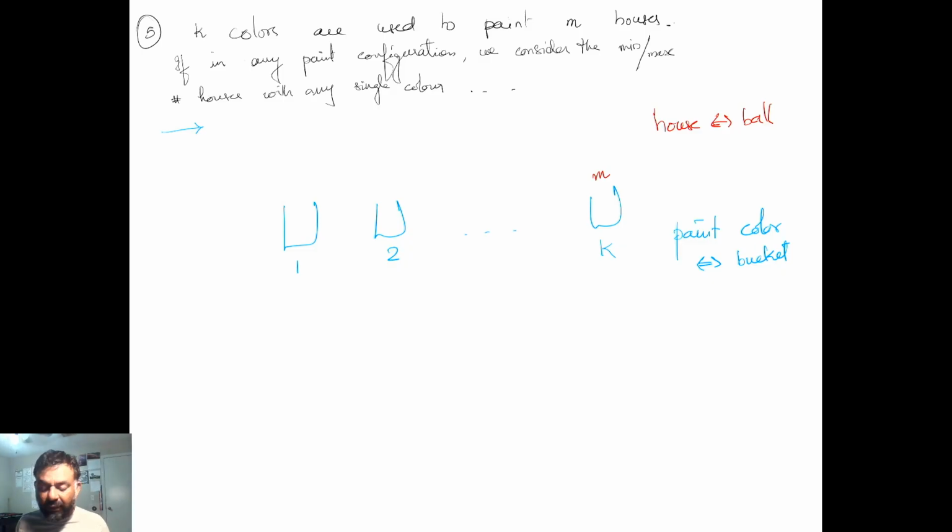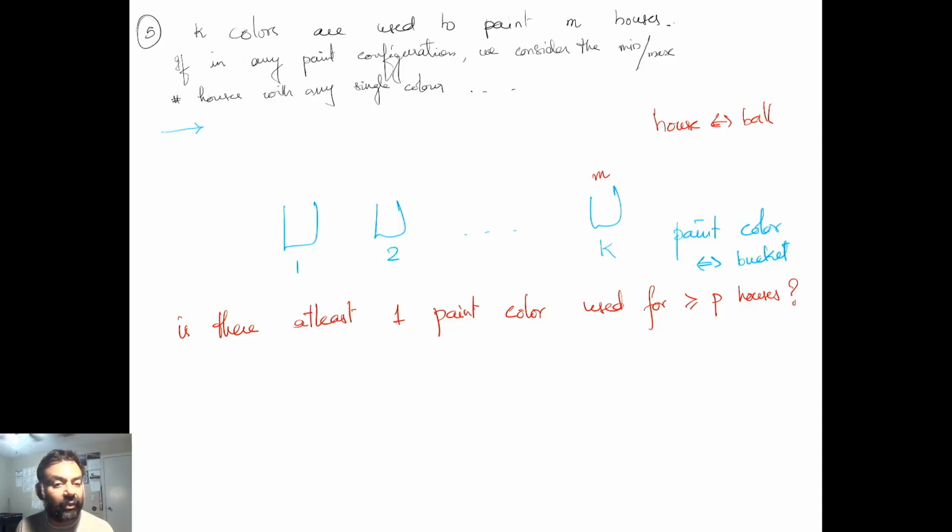But on the other hand, if I look at, is there at least one color of paint which has at least so many houses? Okay, so the question is, is there at least one paint color used for at least some p houses?